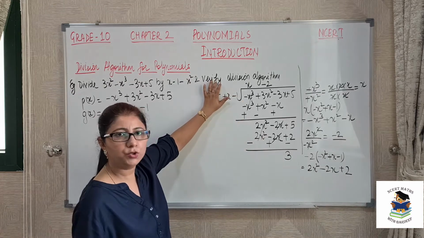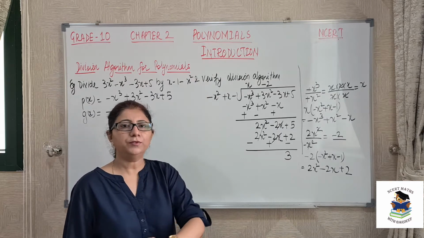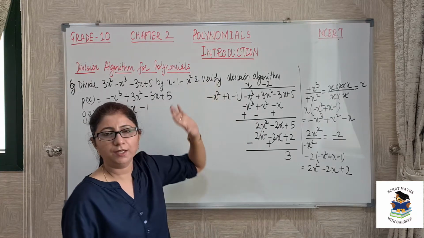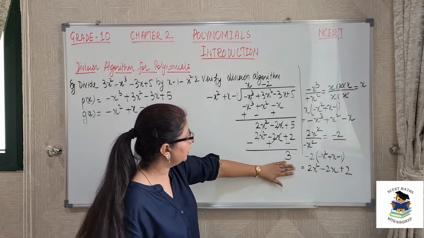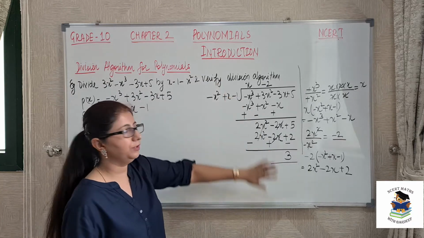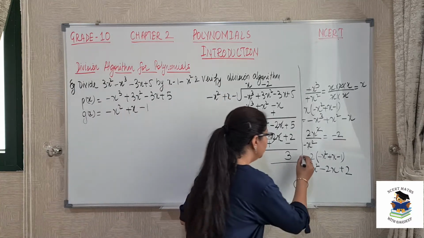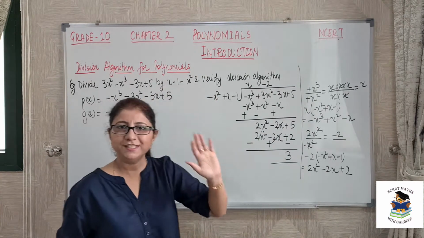Here degree is 2. So either our remainder should be 0 or the degree of the remainder should be lesser than your divisor. Then we can stop our division. So here in this case, since degree is lesser than divisor, we will stop our division here. So this is division of px with gx.